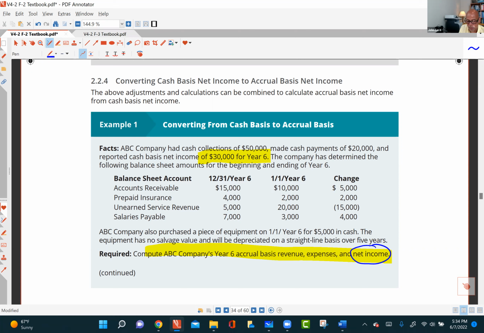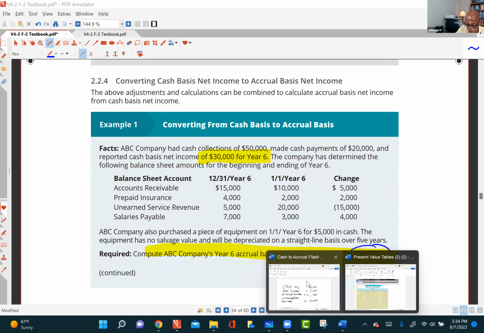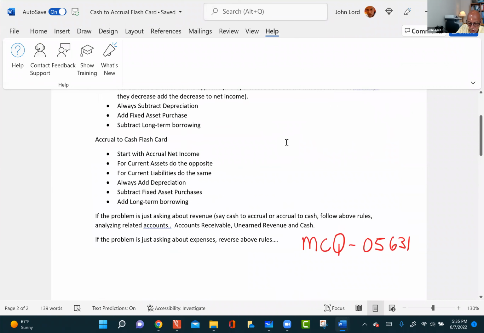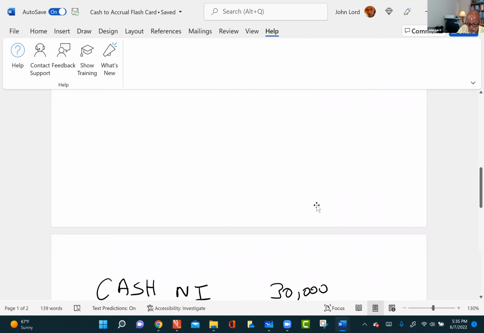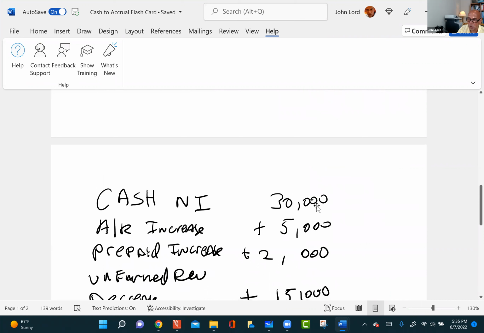Let's just say this question just asked me to do the net income. Okay, so what's the rule? The rule on the flashcard says that we should start with the cash net income. Isn't that what we're supposed to do? So the cash net income, and I'm just coming down now, was 30,000. I'm just pulling that straight from the problem onto this worksheet down here on the bottom. Question so far? Okay.